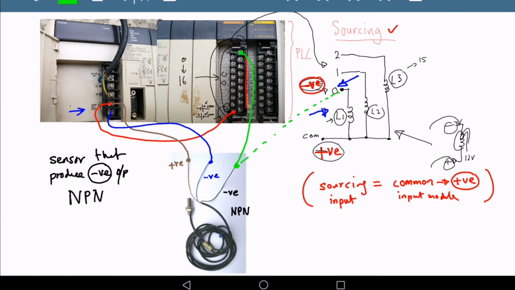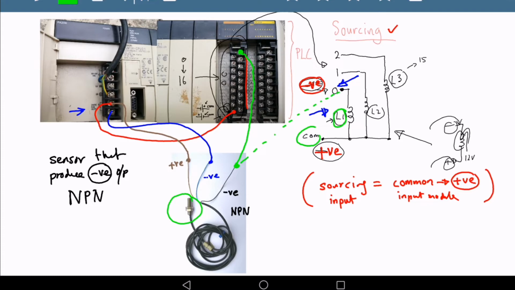You do the connection there. Alright, your common is connected to positive. Let's say the sensor, after this we will do the practical. Let's say the inductive sensor detects a metallic object. Since this NPN sensor is normally open type, it will send a negative signal to your PLC. It will energize the input. If it is here, it will energize L1 as your first input.